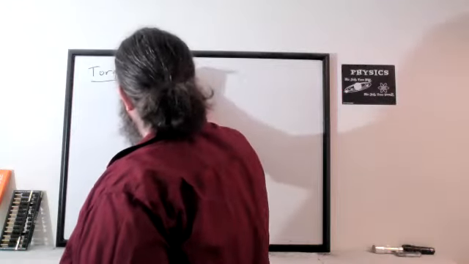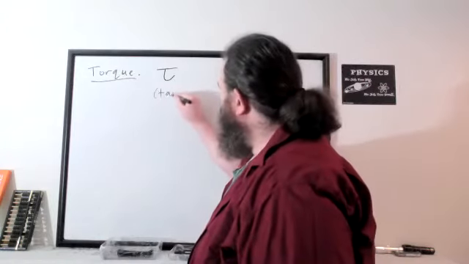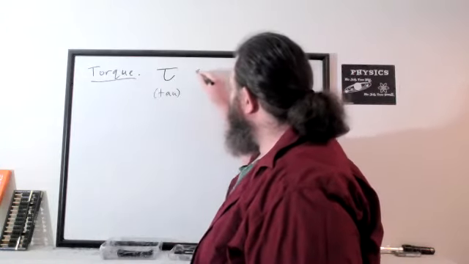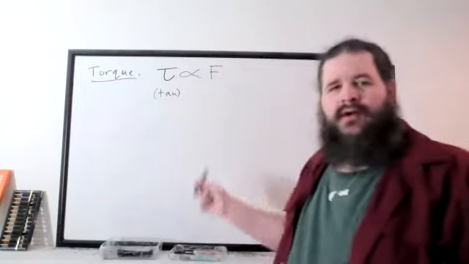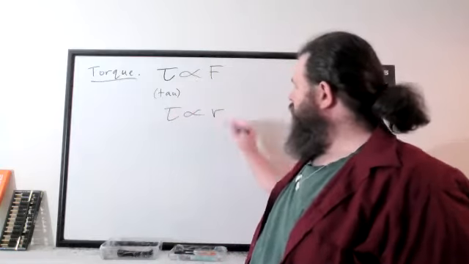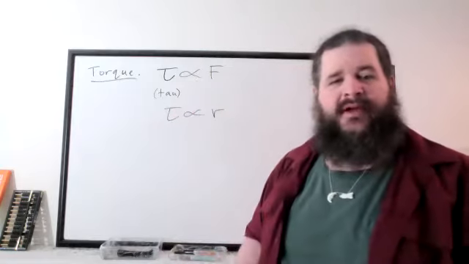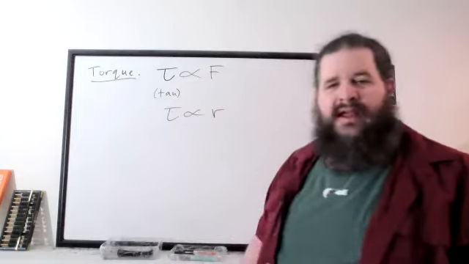So we should expect that torque, usually written as the Greek letter tau, should be proportional to the amount of force you apply. Apply more force, you get more torque. And it should be proportional to radius. The further from the pivot point you apply the force, the more torque you get. And it also depends on angle.